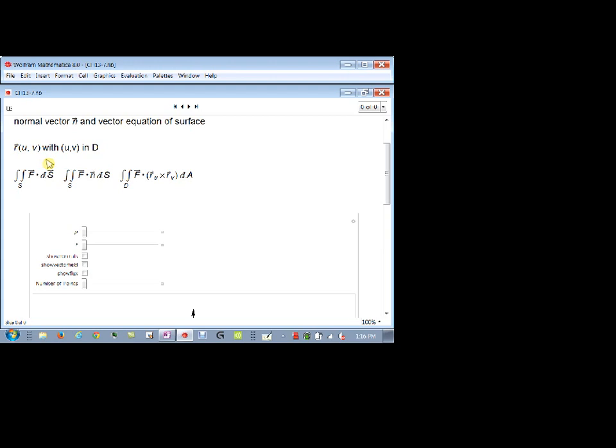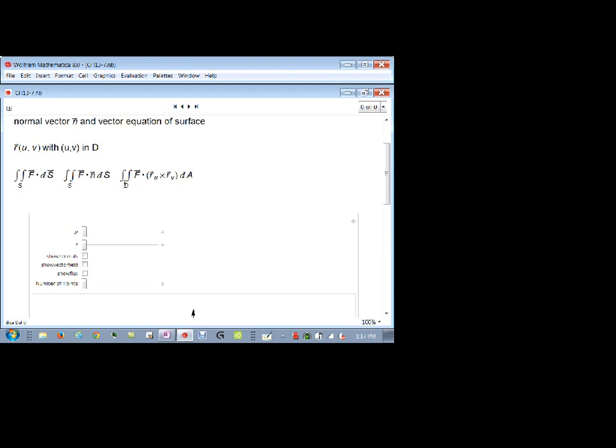And what this turns into at the end of it all, and I'm not going to go through the proof of this, it's in the book if you want to read through why this is true, is the double integral over D of F dotted with r_u cross r_v. Now, what are r_u and r_v here? The partials of the surface, right? R is still our surface.